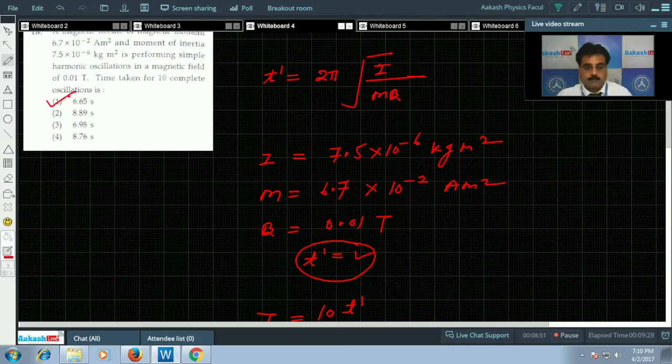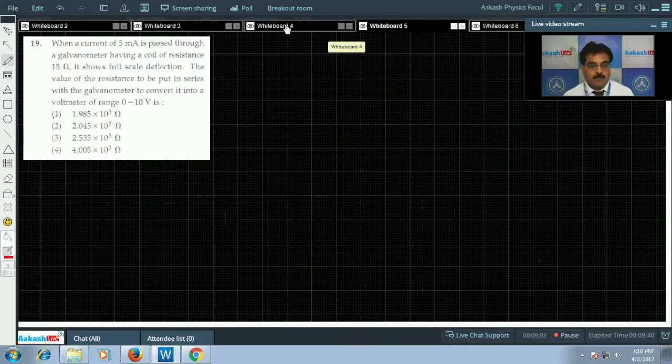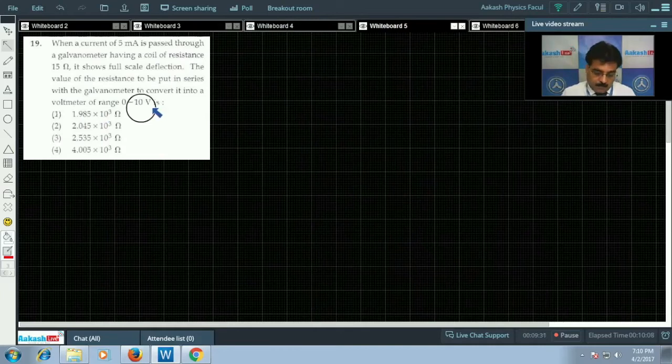Question number 19. When a current of 5 milliampere is passed through a galvanometer having a coil of resistance 15 ohm, right? It shows full scale deflection. Keep in mind full scale deflection. The value of resistance to be put in series with the galvanometer, because the resistance is to be put in series. So this question is basically based on conversion of a galvanometer into a voltmeter. The range is given 0 up to 10 volt, right?